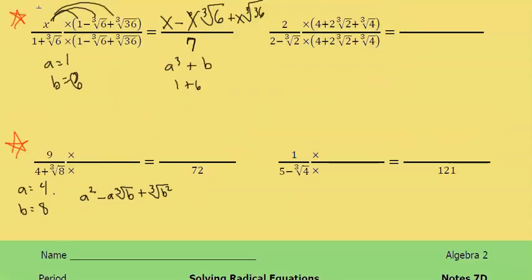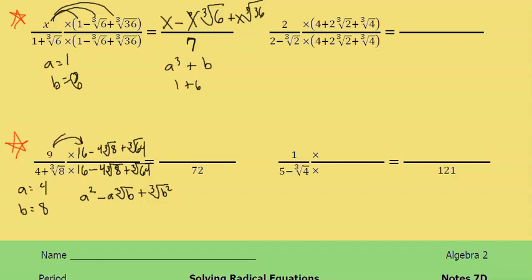So a squared would be 4 times 4. 4 times 4 is 16. Then we have minus a, which is 4, times the cube root of b, which is 8. And then plus the cube root of b squared. 8 times 8 is 64. So that is our conjugate. So we have 16 minus 4 times the cube root of 8 plus the cube root of 64.